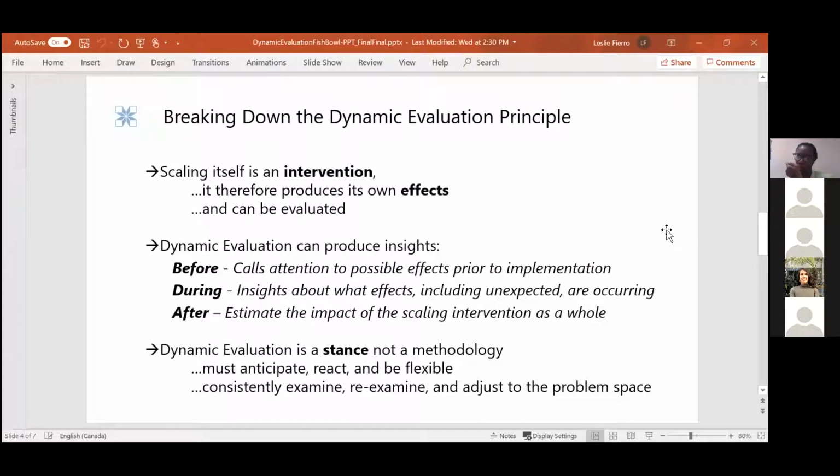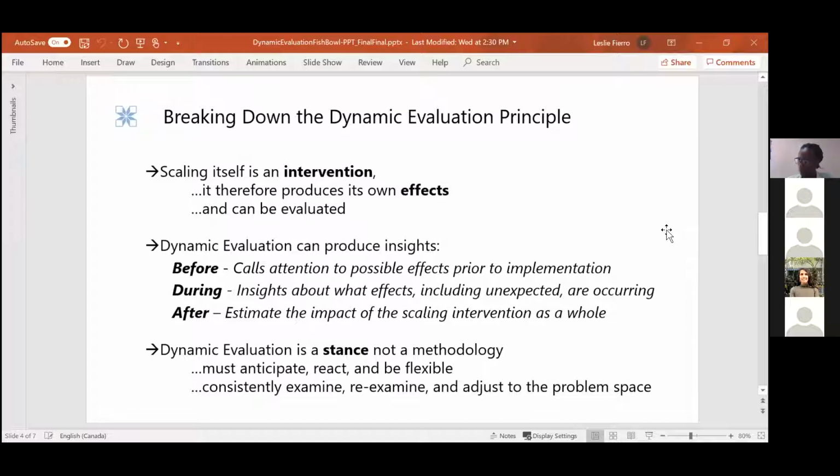So in similar fishbowls, we want to break down this dynamic evaluation principle a little bit. The first thing to keep in mind is that scaling itself is an intervention, right? And because it is an intervention, it also produces its own effects and it can then be evaluated, right? So it's what we would call an evaluand, a really fancy word for what is being evaluated, or the subject of evaluation.